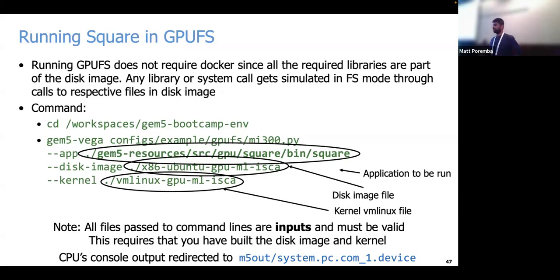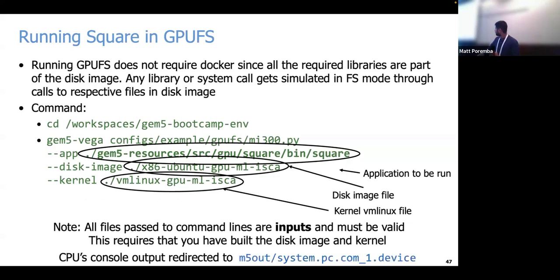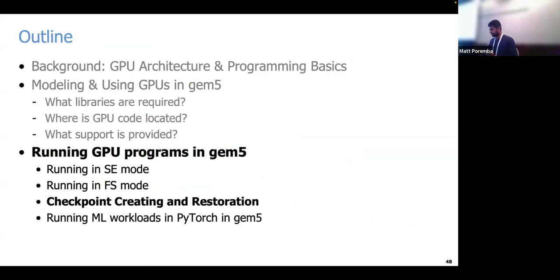You'd also notice that the output that it prints on screen is slightly different to what you saw in SE mode. That's also because all the CPU's outputs are not on screen. It's redirected to a file. And it should be there in system.pc.com_1.device. If you open that file, you should see a line at the end that says Square passed, running Square, setting up OS, booting OS. You should see all those five lines over there. And any other application that you want to run in FS mode, you recompile it and launch it here.